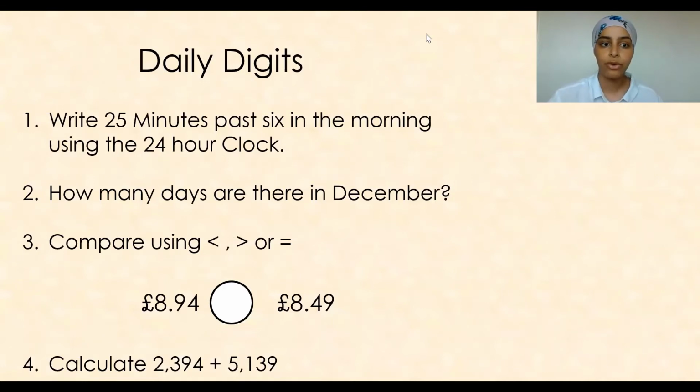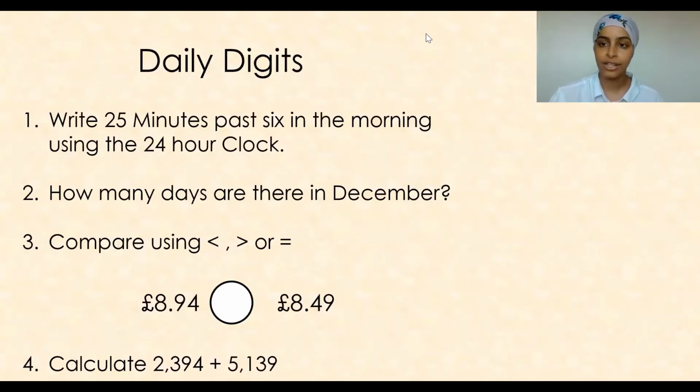Number 1. Write 25 minutes past 6 in the morning using the 24-hour clock. Number 2, how many days are there in December? Number 3, compare using these symbols £8.94 and £8.49. Number 4, calculate 2,394 plus 5,139. So press pause now to read through the questions again or listen to them again and have a go answering them, and press play when you're ready for the answers.